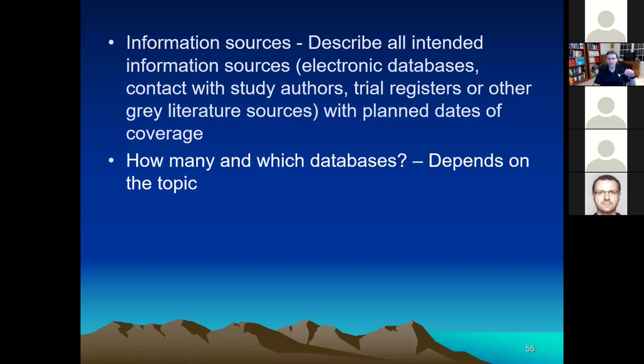So people ask me often, how many databases and which databases?